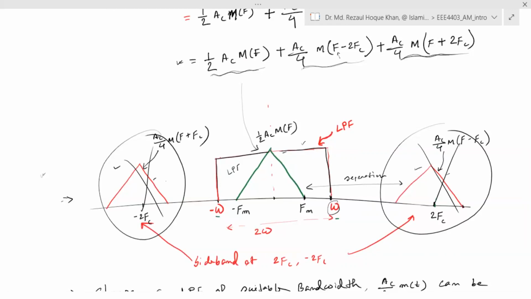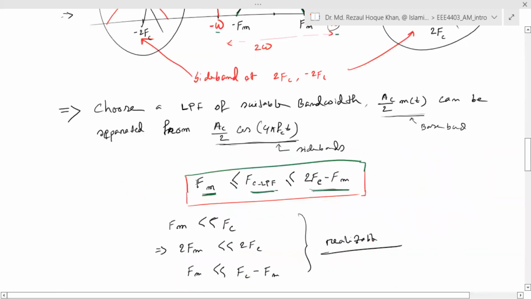Actually, I have noticed that in one of the last lectures, in the coherent demodulation, I gave this explanation the other way. So let me correct it here. Here we are using a low pass filter only to allow the baseband portion of the signal, or this portion of the signal, right?